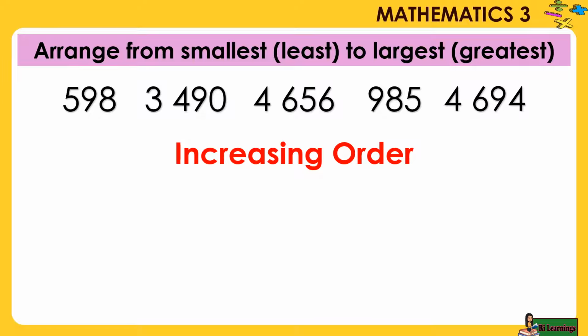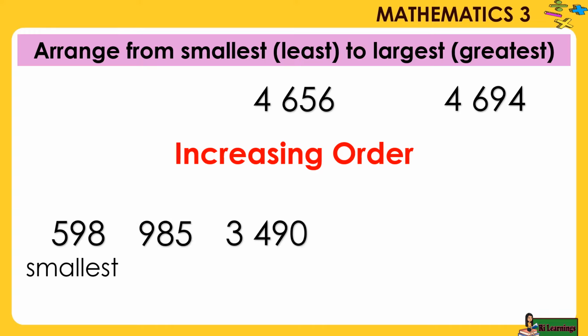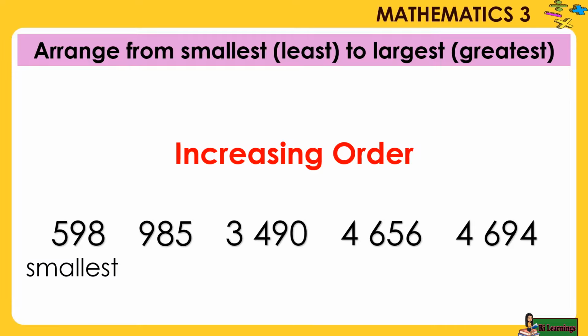Arrange from smallest, least, to largest, greatest. Increasing order. Smallest: 598, 985, 3,490, 4,656, 4,694. Largest.